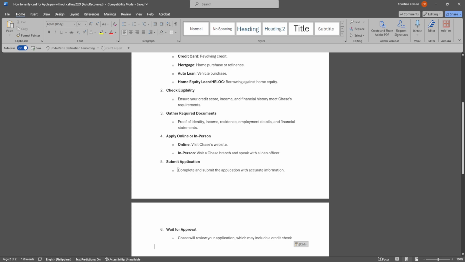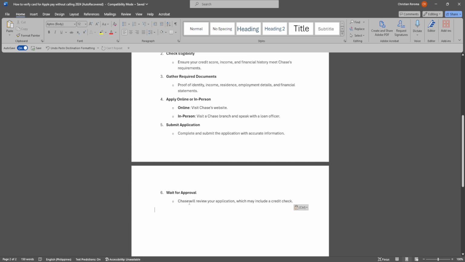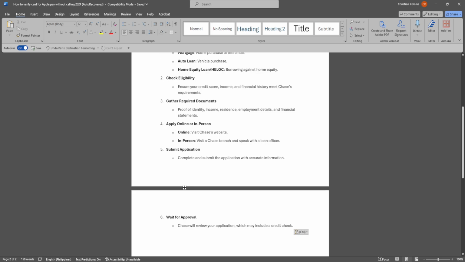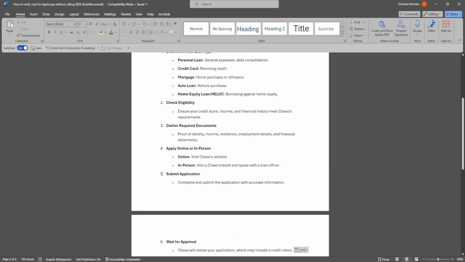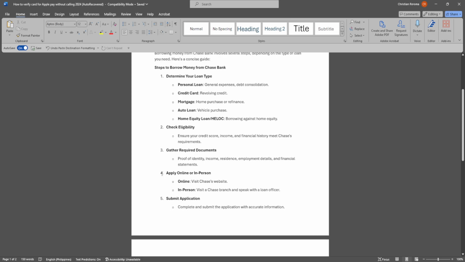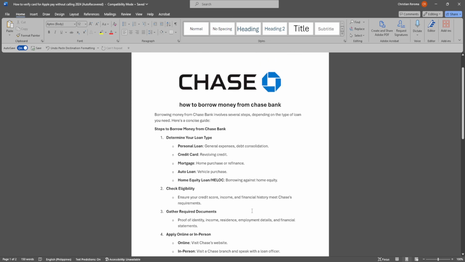Now submit your application. Just complete and submit the application with accurate information and wait for the approval. Chase will review your application, which may include a credit check. So just wait for the approval, and if the approval goes well, you're now able to borrow money from Chase Bank.